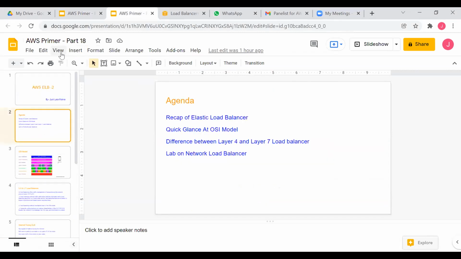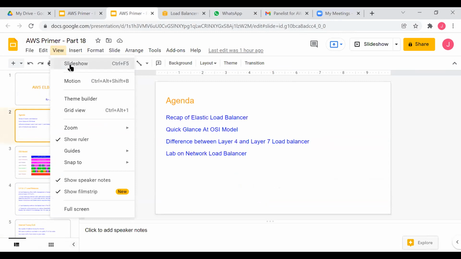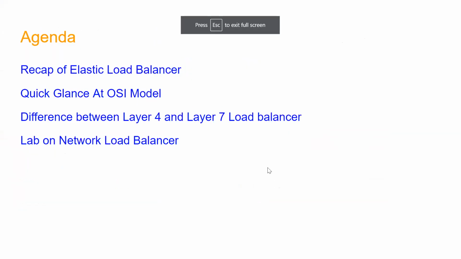Okay. Now today we'll study our today's topic, which is network load balancer. So we did a recap of elastic load balancer. Now we'll have a quick glance at the OSI model, then a little difference between layer 4 and layer 7 load balancer, and then a small lab. So this is about this session.